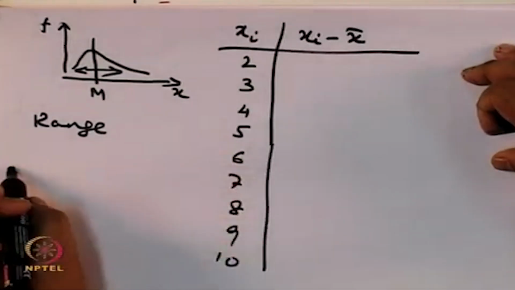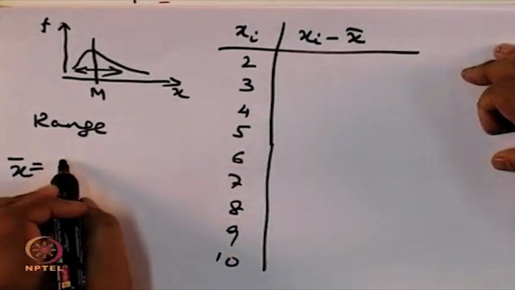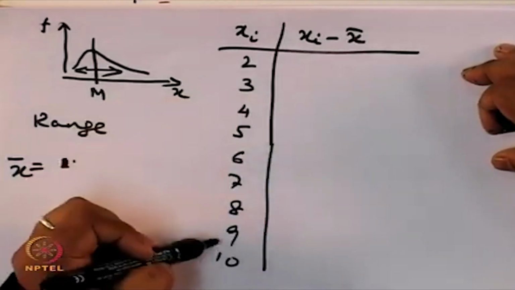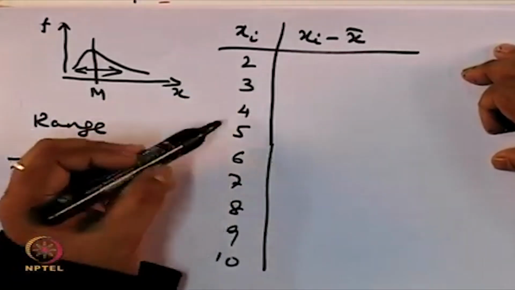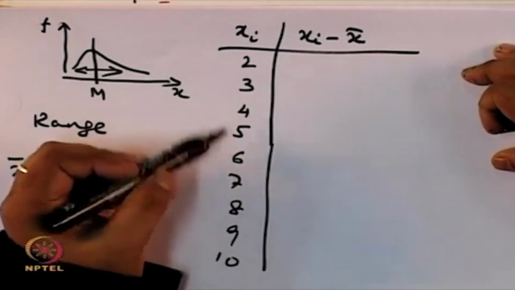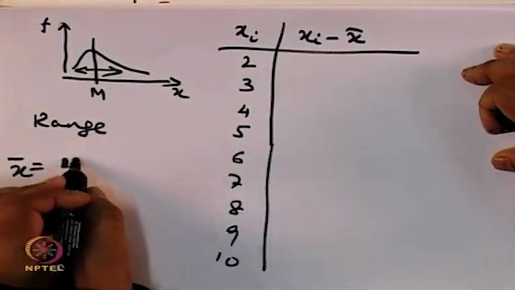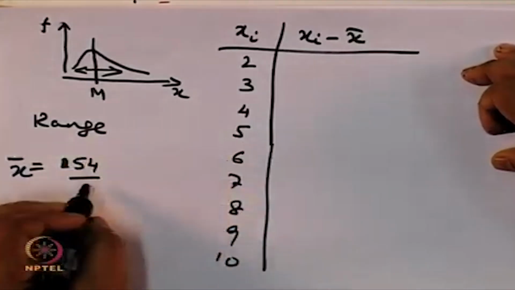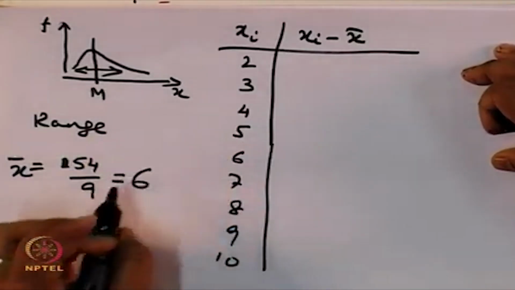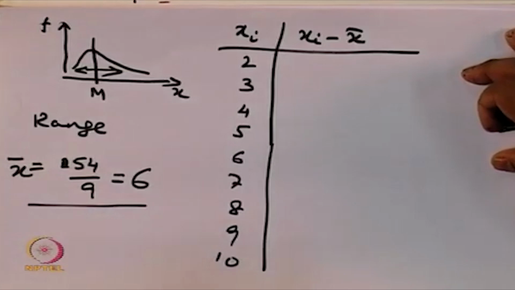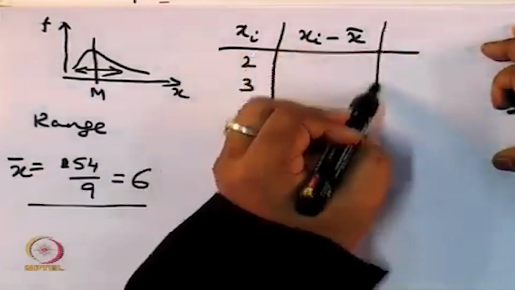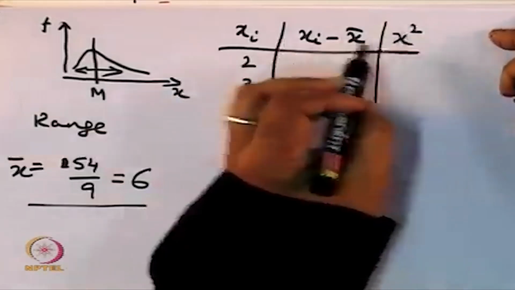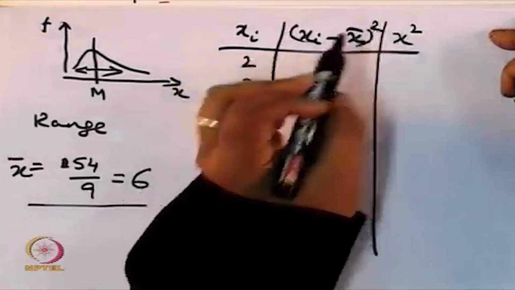My x bar I can calculate as the sum, 54, divided by 9 observations, which is equal to 6. So, my x bar is 6. I will now tabulate two terms: x square and xi minus x bar whole square.